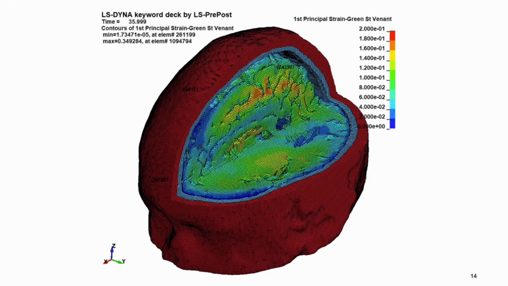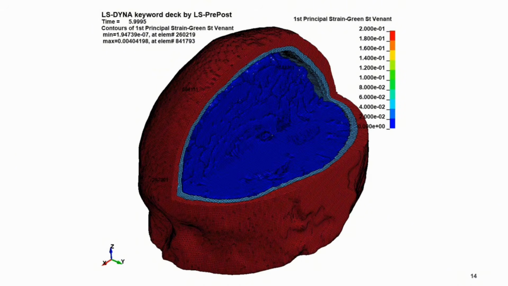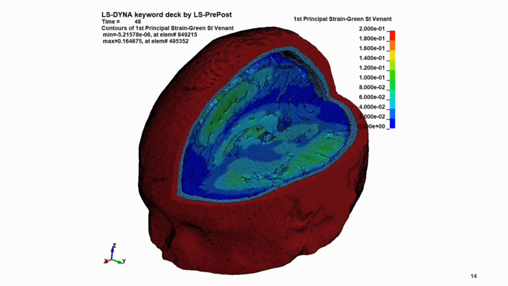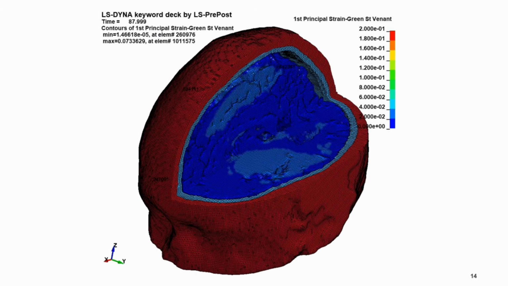Here I'm showing a prediction from our brain model. This is simulation of a heading in football. We had head kinematics, linear rotational accelerations from instrumented mouth guards, and then we applied that to the skull, which we assumed is rigid. We moved the skull, and then we looked at the distribution of first principal strain across the brain. So I'm going to run this video.